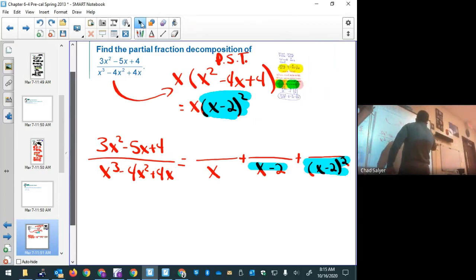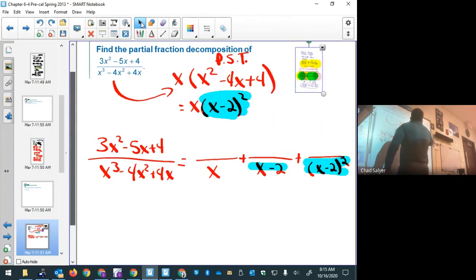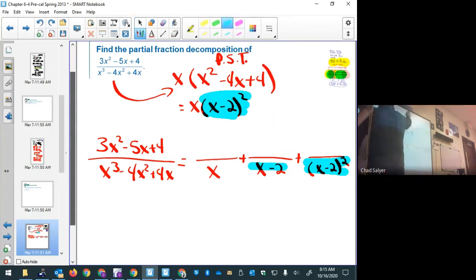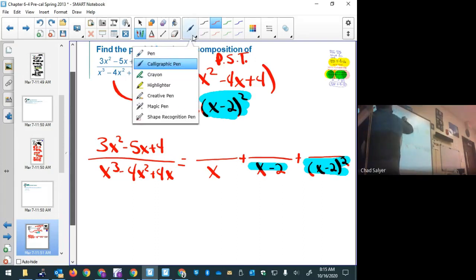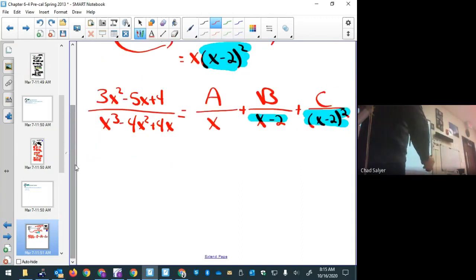And I need to account for, so this is a repeated factor. This is not going to be the exact same strategy as when you have an irreducible quadratic. So that comes later. So this is when you have a linear factor that's repeated twice. So this will have A, B, C. We don't know what A, B, and C are yet, but this is how we're going to set up our solution.